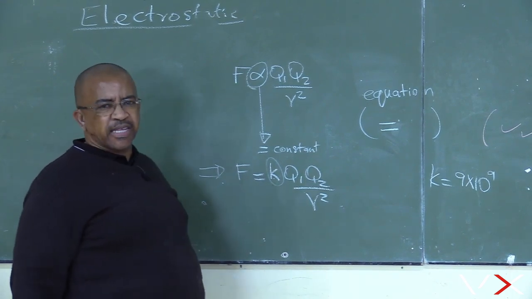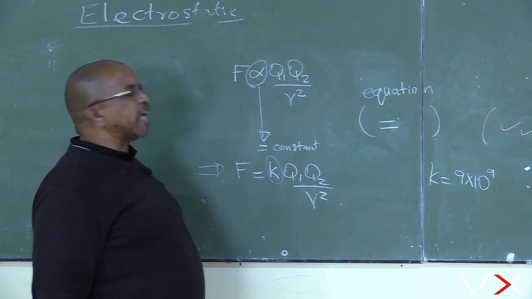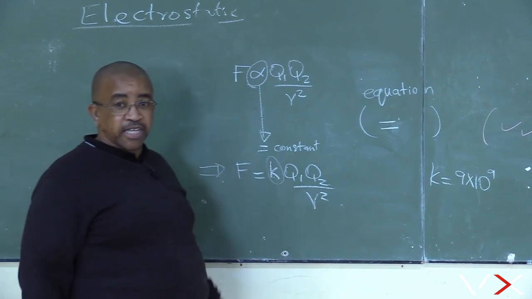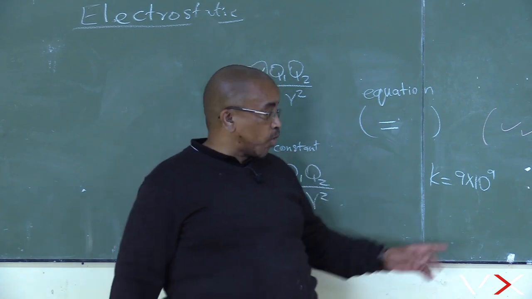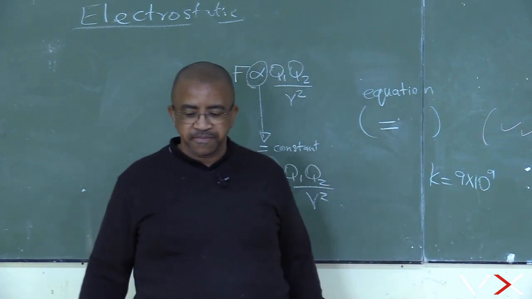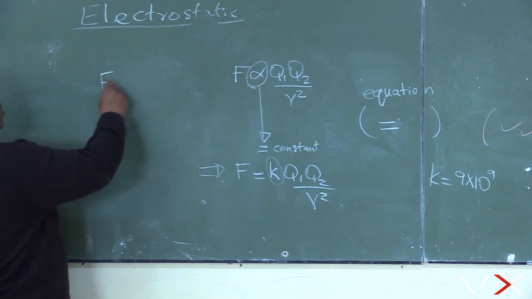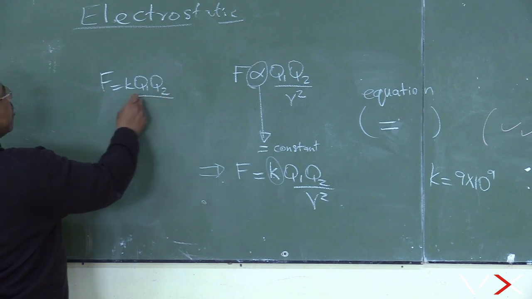And what are the units of K now? We are going to find the units of K. Since F is equal to K Q1 Q2 over R squared.